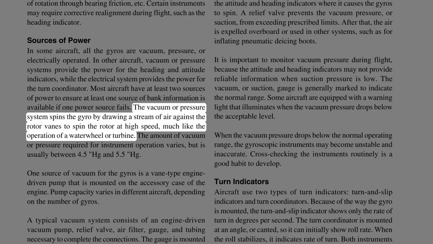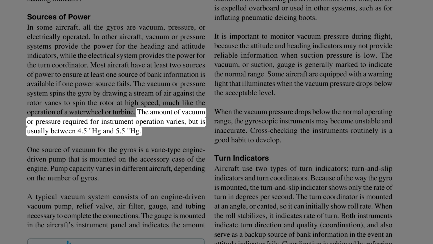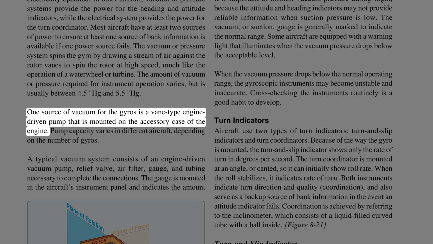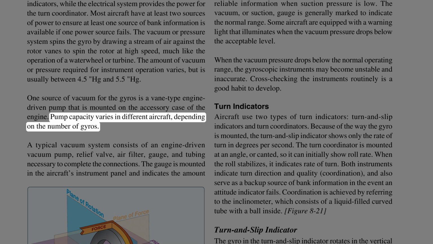The vacuum or pressure system spins the gyro by drawing a stream of air against the rotor vanes to spin the rotor at high speed, much like the operation of a water wheel or turbine. The amount of vacuum or pressure required for instrument operation varies, but is usually between 4.5 and 5.5 inches of mercury. One source of vacuum for the gyros is a vane-type engine-driven pump that is mounted on the accessory case of the engine. Pump capacity varies in different aircraft, depending on the number of gyros.